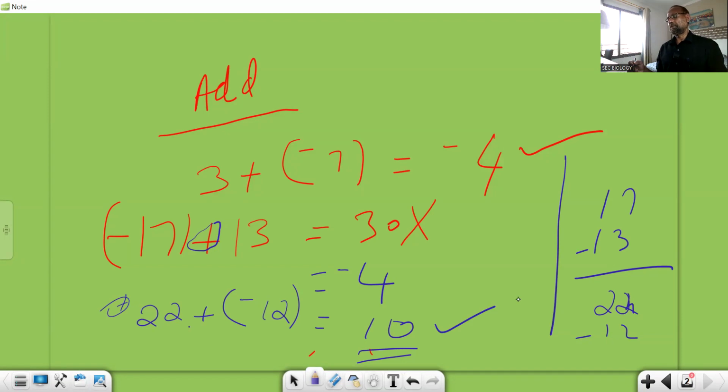All of you write this one. To add two numbers of different sign, find the difference and put the sign of the greater number or bigger number. Remember the absolute value I told you. Is it clear? Any confusion? I will not repeat this anymore.